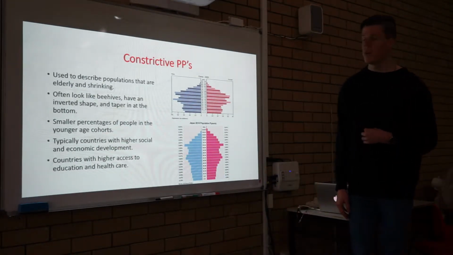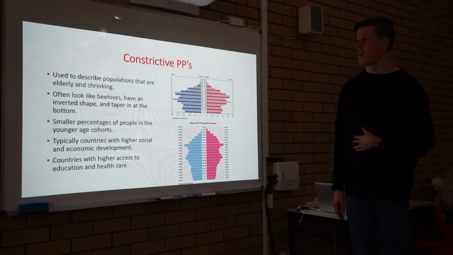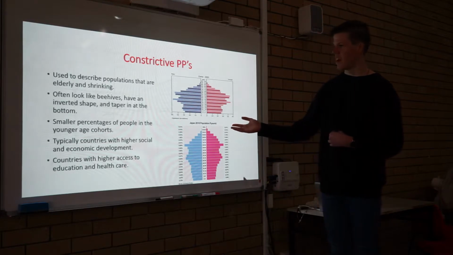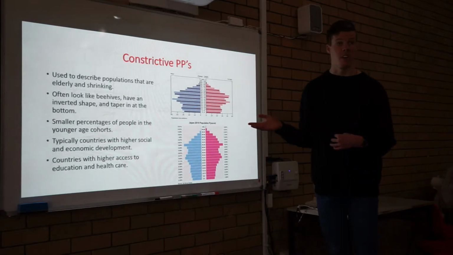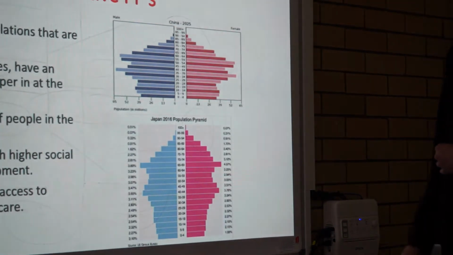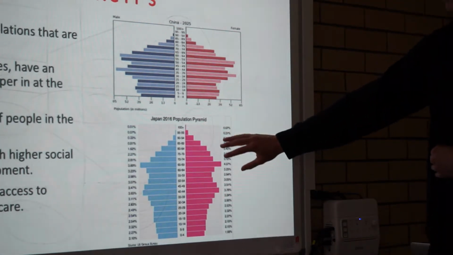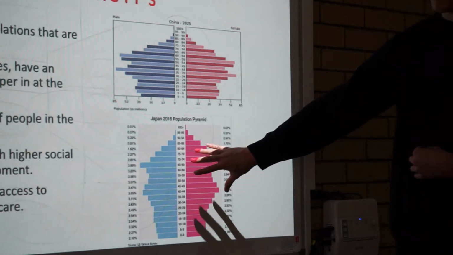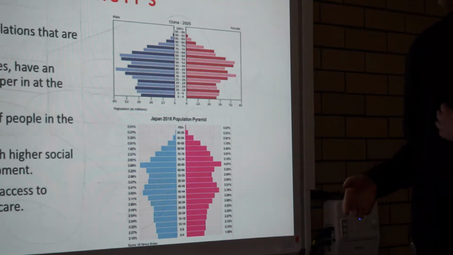The next type of population pyramid we're going to look at is that of constricted population pyramids. These population pyramids are used to describe populations that are elderly and shrinking. As we can see, Japan is an awesome example of a constricted population. Their population has started to decline because they have a huge population at the top and a smaller population down the bottom because the people in the middle aren't having as many babies as they used to.